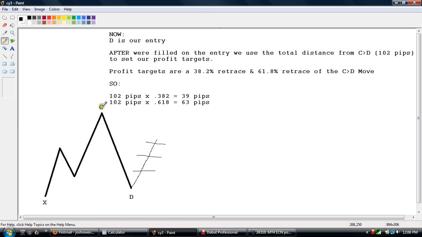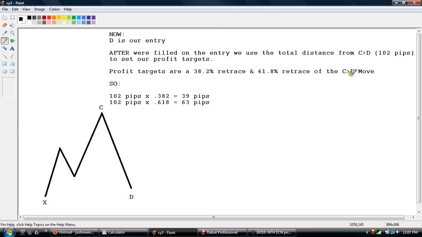And when we talk about retrace, price moves from C down to D. So a retrace of that C to D would be price moving back towards C or towards your profit targets, because we put in a buy right here. Okay, so the first profit target is going to be the first retrace level here at 38, and your second profit target is going to be up here at 618.